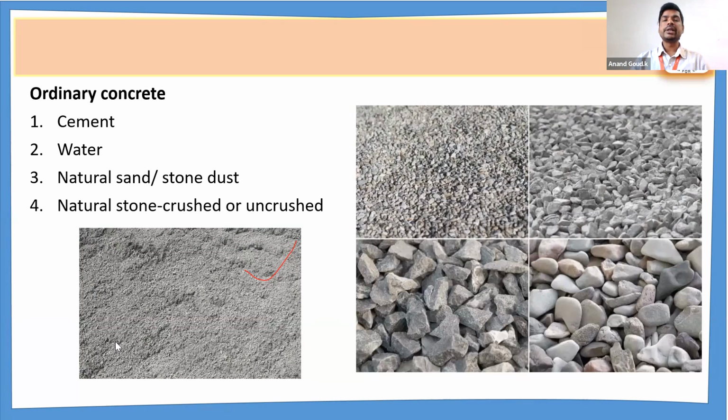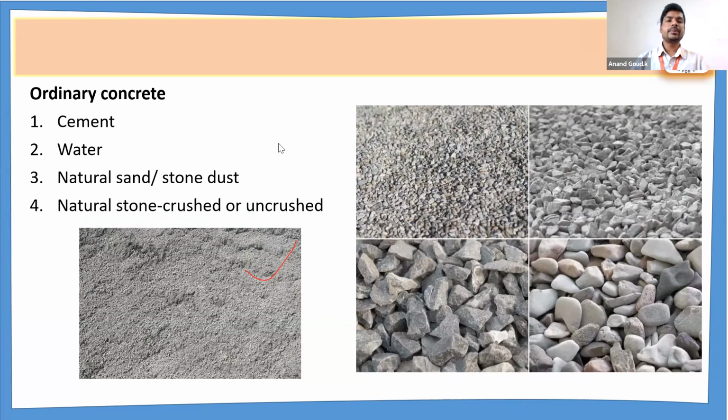These days they are not using natural sand; sometimes they are using only stone dust. And the fourth material is natural stone, which may be crushed or uncrushed. This is the uncrushed stone and this is the crushed stone. These are the basic ingredients in ordinary concrete.